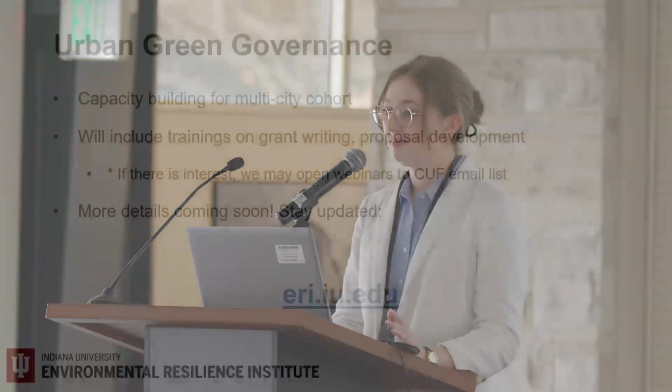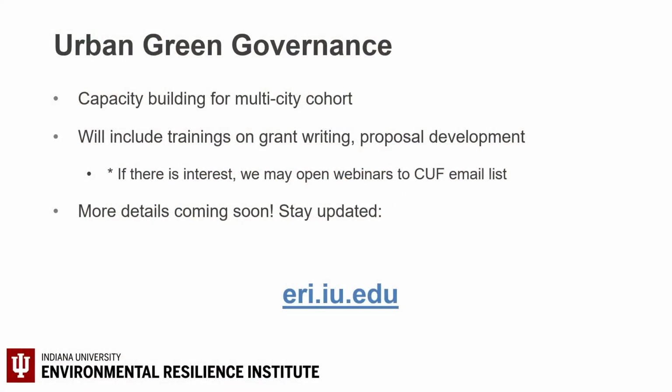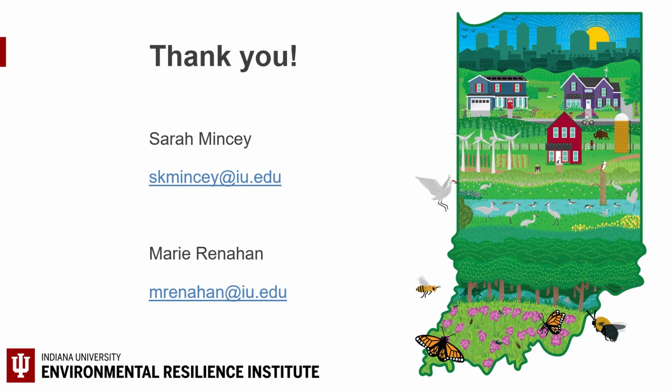And then the last thing we have is the Urban Green Governance Program, which Sarah is working on right now. So this is a new program. We're hoping to do capacity building for a multi-city cohort. So there will be trainings involved in this, talking about urban green infrastructure, how to apply for grant funding specifically for green infrastructure, proposal development, all sorts of things. So if you're interested in that, keep in tune with our website. We have an email list on there as well, and you'll get all of the updates as we keep moving forward. All right, thank you so much.